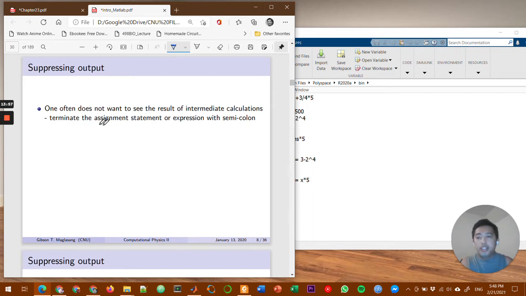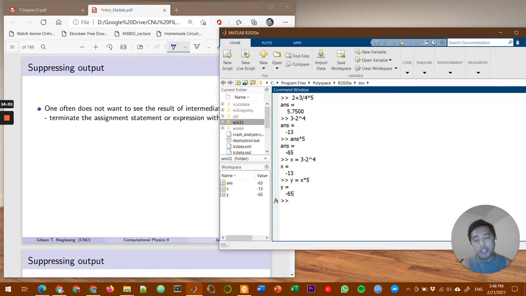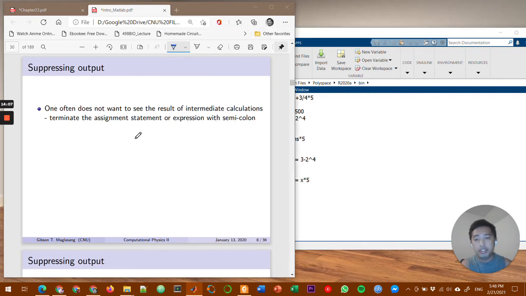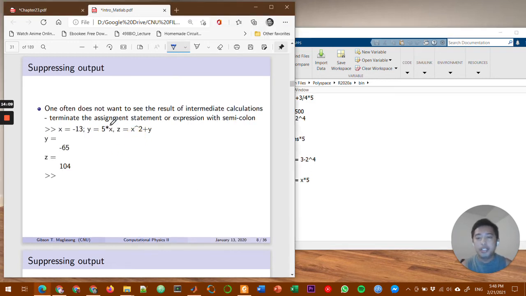Okay, one often does not want to see the result. Because when you type here, the result y equals negative 65 is automatically shown. But if you don't want the result to show, while still keeping the result, we can do that by this, what do you call this?